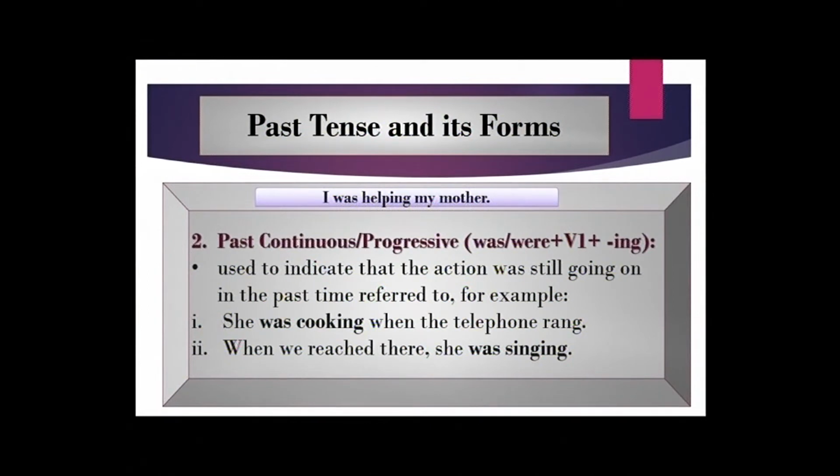Used to indicate the action was still going on in the past time referred to. It tells the time we are talking about. At that time, that work was continuously going on. For example, she was cooking when the telephone rang. When the telephone rang, what was she doing? She was cooking. When we reached there, she was singing. When we reached there, what was she doing? She was singing, right? Very good.